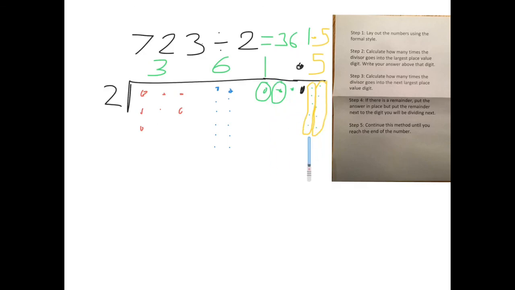Now, this part here might seem a bit complicated to a lot of you, but remember, you only ever have to do that if the question is asking you to give your answer as a decimal. Otherwise, what you could just do is write 361 remainder 1, because you had one dot left over.